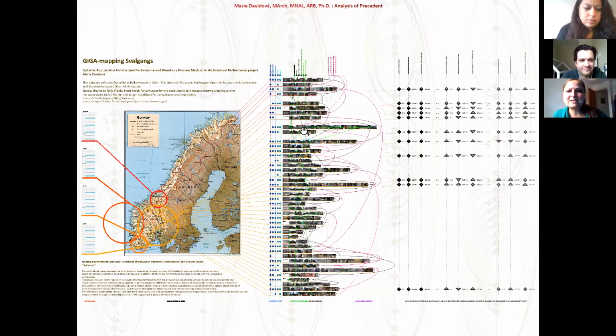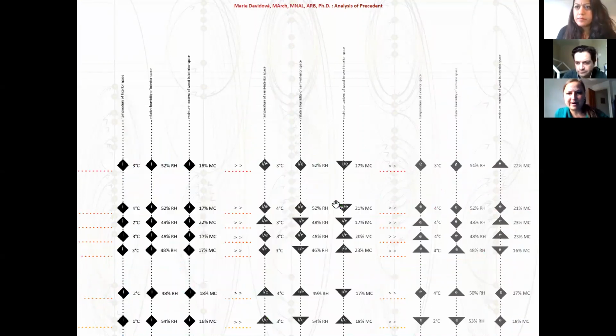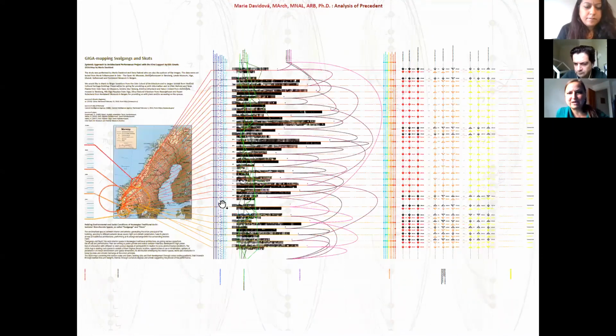So I did my first mapping where I registered different parameters. What would be the use? What is the openness and closeness of those spaces? Whether they operate along the whole building or just from parts. And then I was measuring the moisture content, the relative humidity and temperature. What is the difference in semi-interior, interior, and exterior spaces? Comparing what is actually the climate penetration through those spaces.